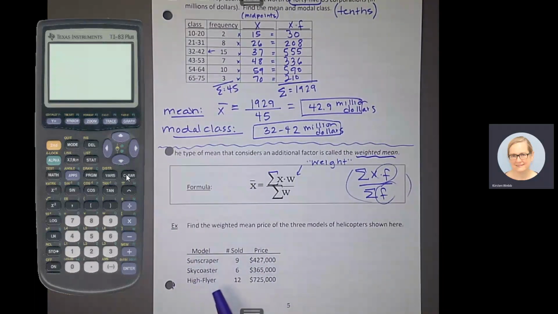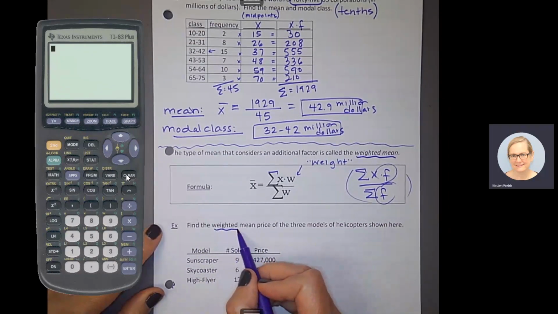Kind of like the problem at the bottom where they're asking us to find the weighted mean price for the 3 types of helicopters shown. Weighted mean price.